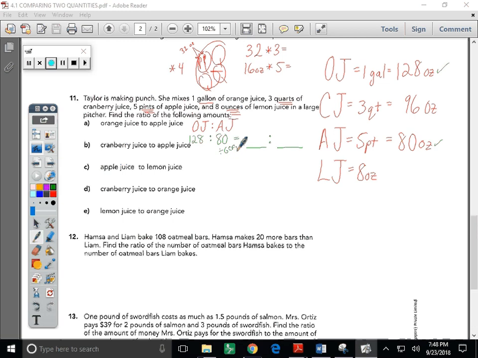For the next one, do the same idea. You need to show me CJ to AJ. So I would write CJ to AJ. And next I would list what I have from cranberry juice and from apple juice. And then I'd think about simplifying. I hope that this gives you a good start for number 11.